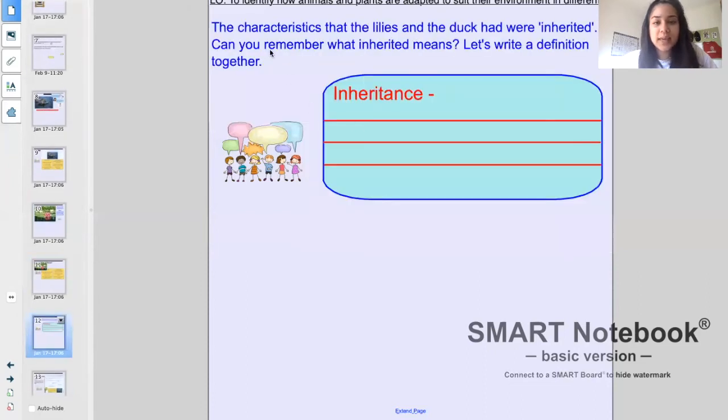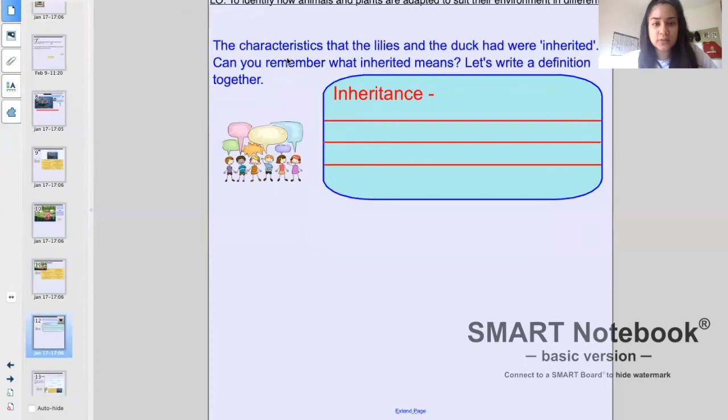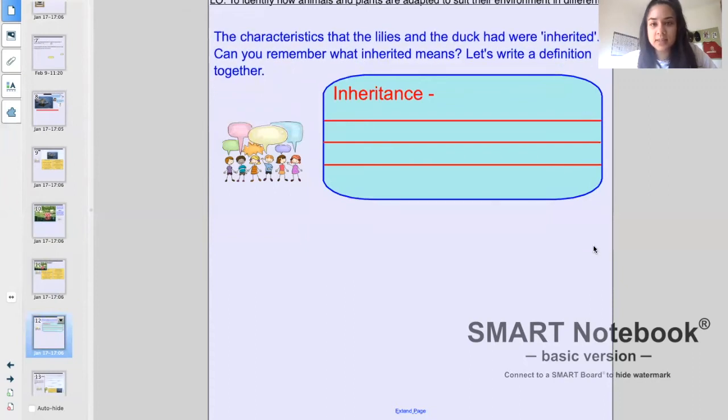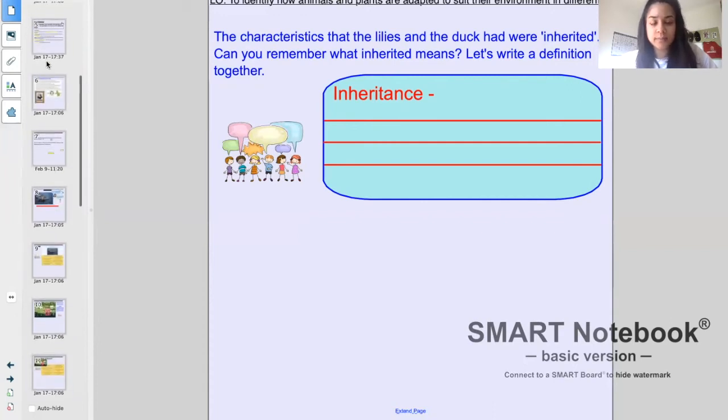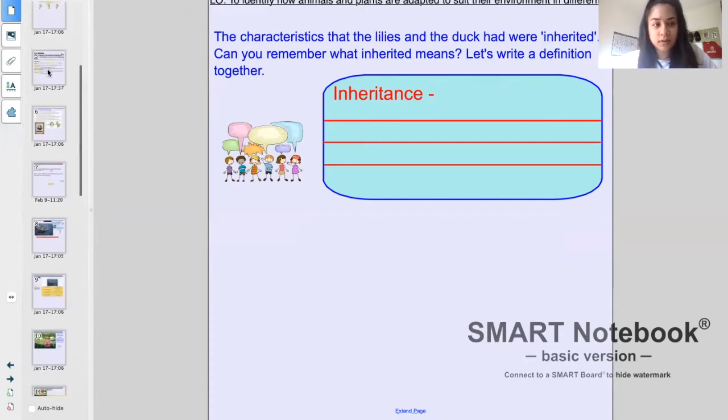Well done. So we looked at the characteristics that the lilies and the ducks had, and they were inherited, okay? What can you remember inherited means? Can we write a definition together? What's inheritance? Pause the screen, have a go at writing your own example for that definition.